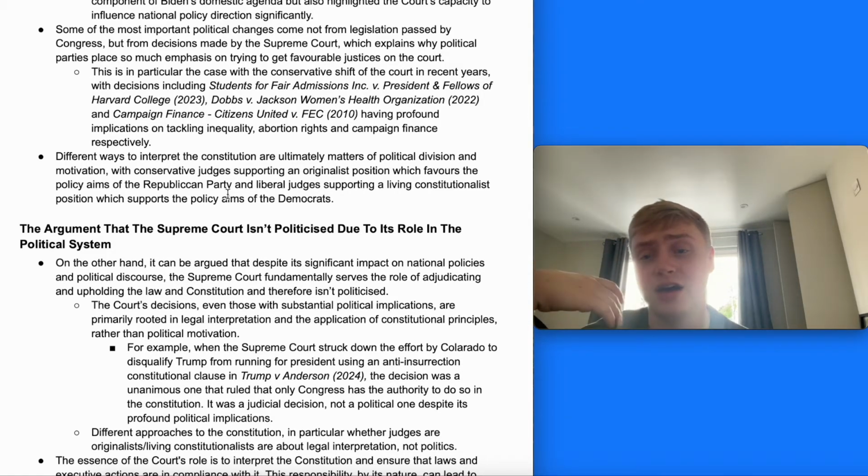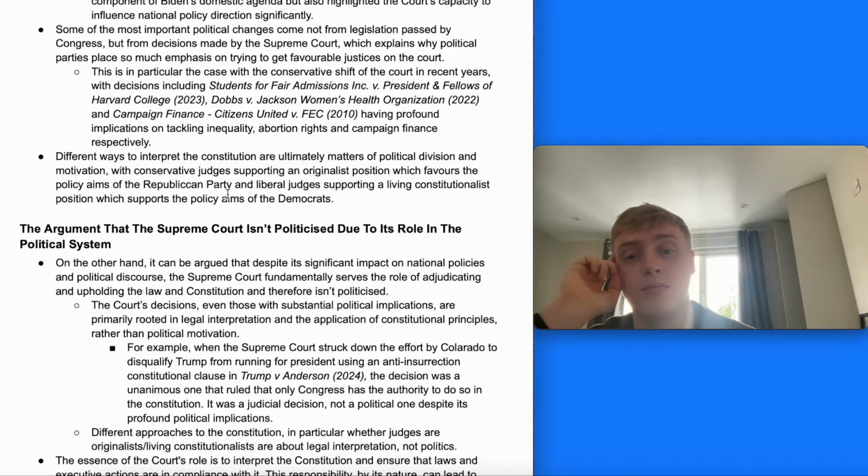So that's the argument that its role in the political system is politicised, because A, it plays a key role in halting a president's agenda, especially when it's not aligned with that president's interpretation of the Constitution, and B, because it has such an impact on US political life and the Constitution. That's ultimately not necessarily what its key role is. Its role is to uphold the law. It shouldn't be the key body in the US making these massive changes, which it can be argued it's become.